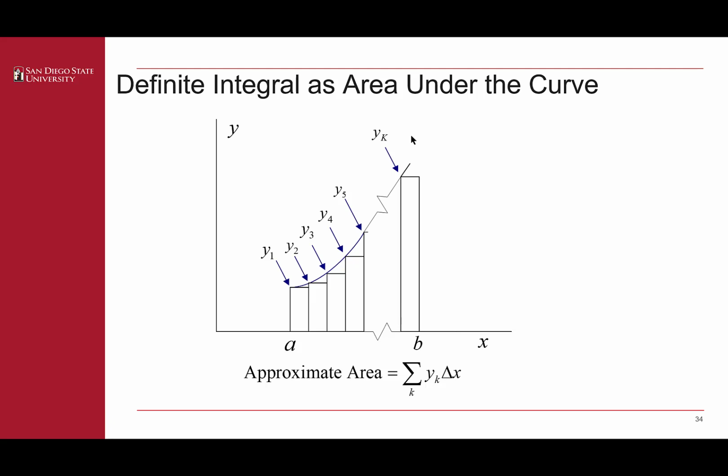So we can find the area of one rectangle by multiplying width and height, which is y times delta x. And k in this formula is the number of rectangles. So we have to make this addition k times to get the exact estimation. So the formula becomes the summation over k of yk times delta x.